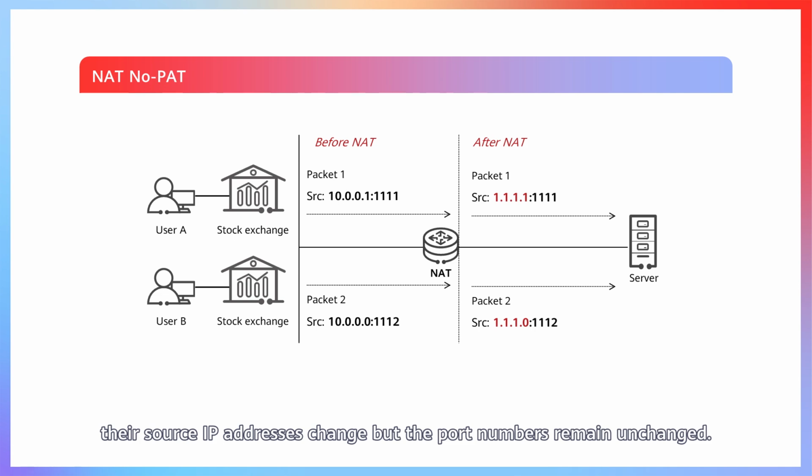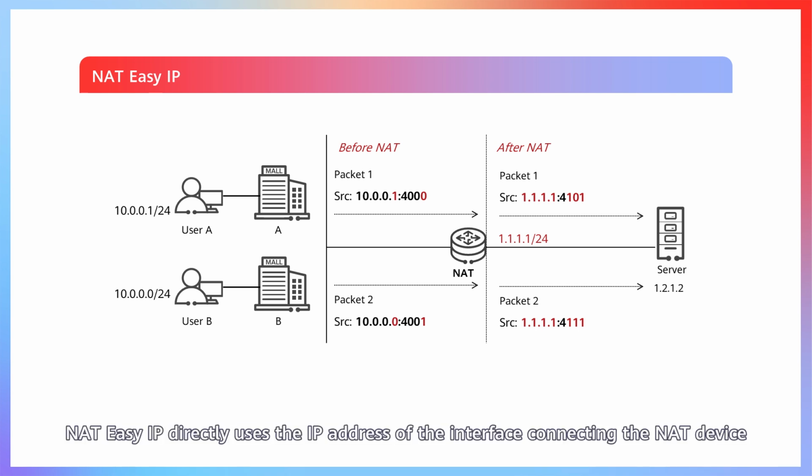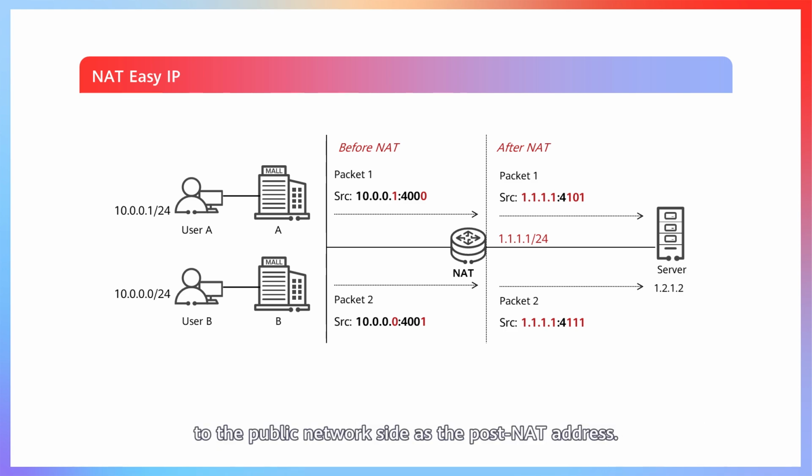NAT Easy IP directly uses the IP address of the interface connecting the NAT device to the public network side as the post-NAT address. This function applies especially to the scenarios where the number of hosts on the private network is small and the IP address of the outbound interface is a temporary IP address obtained through dial-up or DHCP. For example, NAT Easy IP can be used on the network of a small office.